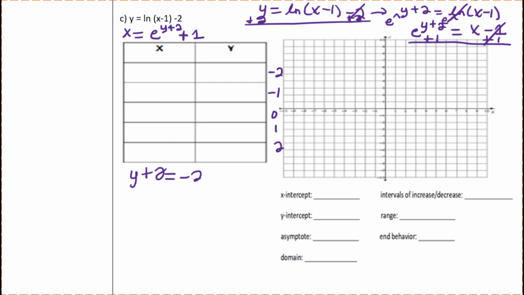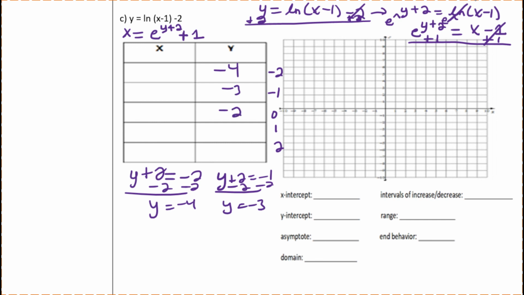So if I do that, y plus 2 equals -2, y plus 2 equals -1. So I'm going to subtract 2 on both sides. So y equals -4. Subtract 2 on both sides, y equals -3. So now we know there's a pattern. It goes by ones and negative ones. So you're adding 1 every time.